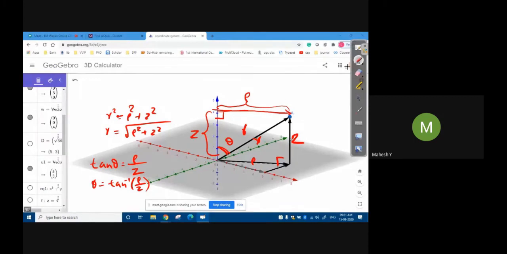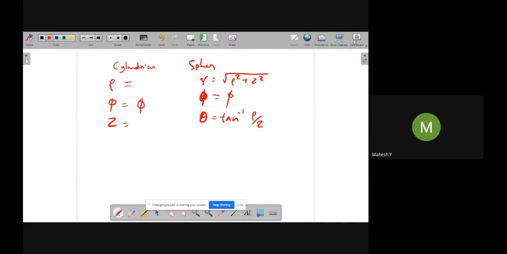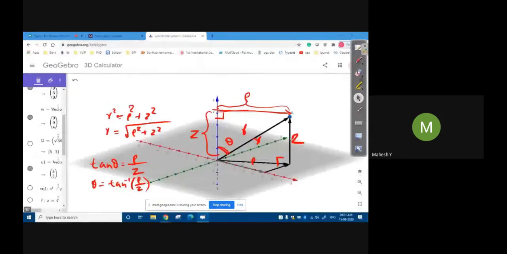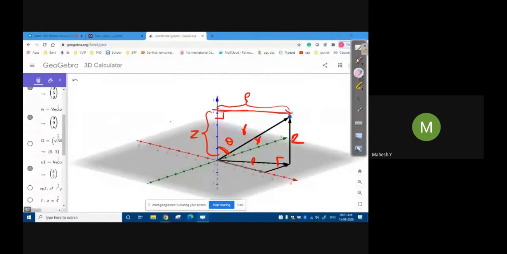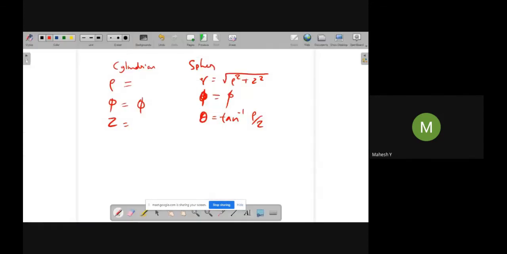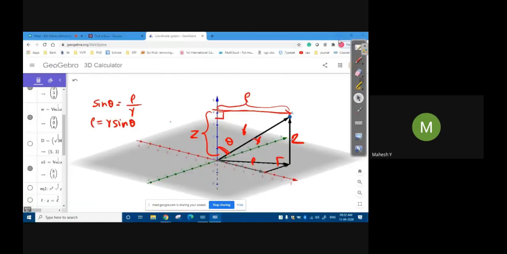So sin theta is equal to opposite, that is rho, by hypotenuse r. So rho is equal to r sin theta. Okay, that we got.